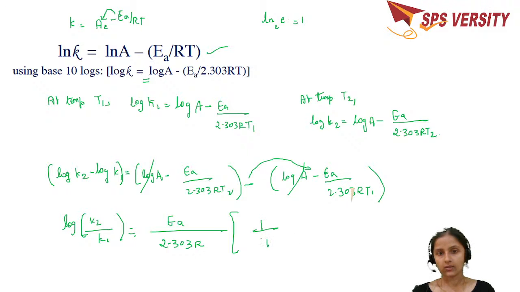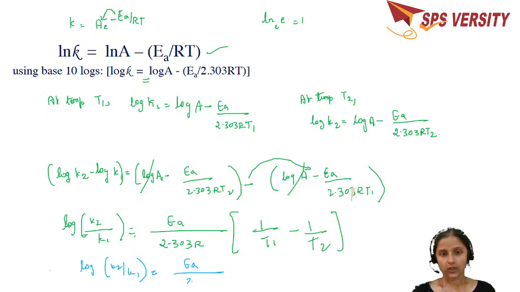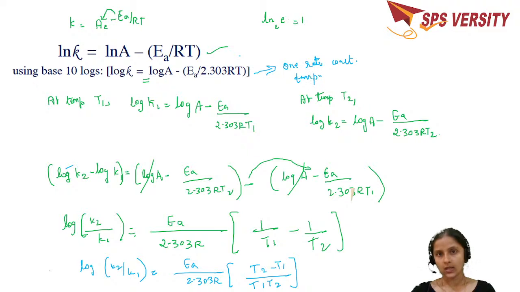So it is 1 by T1 minus 1 by T2. You can also write this expression as log K2 by K1, which is equal to EA divided by 2.303 R. You can take the common denominator, that is T1 T2, in the denominator, T2 minus T1. You can apply any of these. If you just want the value of activation energy, knowing any one rate constant value at a particular temperature, then you have to go for this expression. If you are given two different rate constants at different temperatures and you have to find out EA, you can go for this expression.